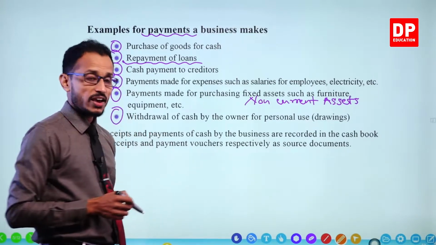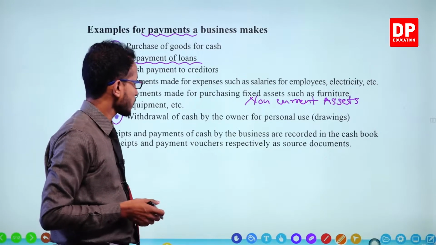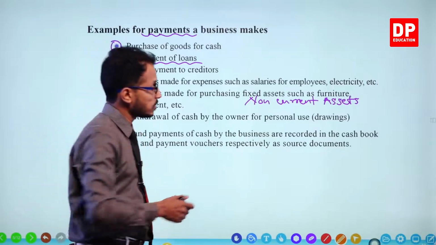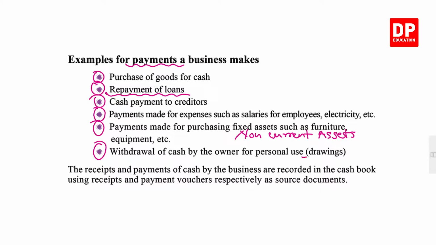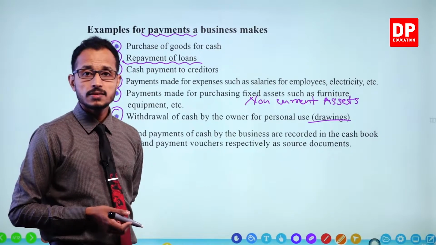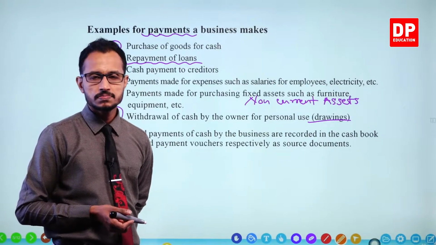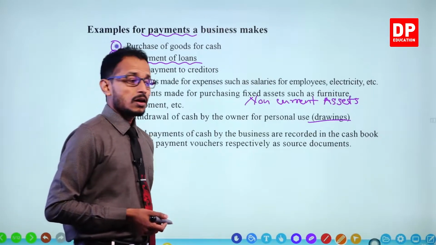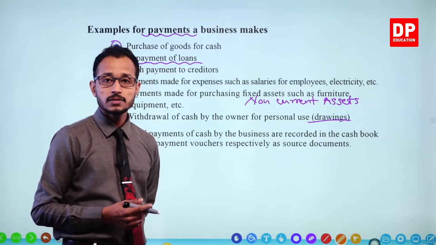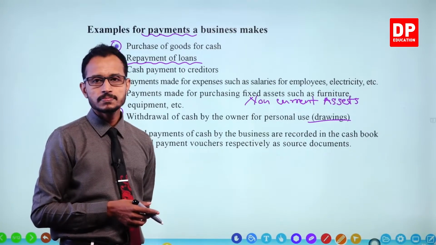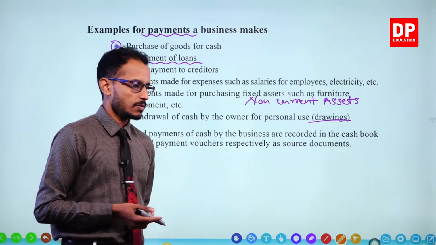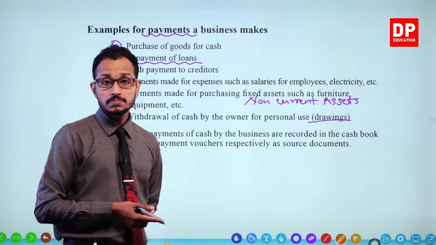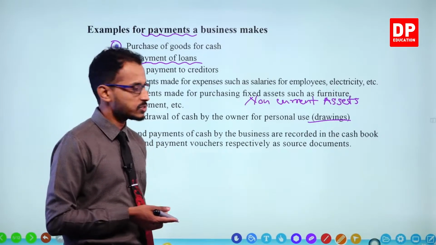Last but not least, we have withdrawal of cash by the owner. Owner takes money for personal use. In other words, drawings. That is one more payment or cash outflow that businesses have. Owner's drawings.